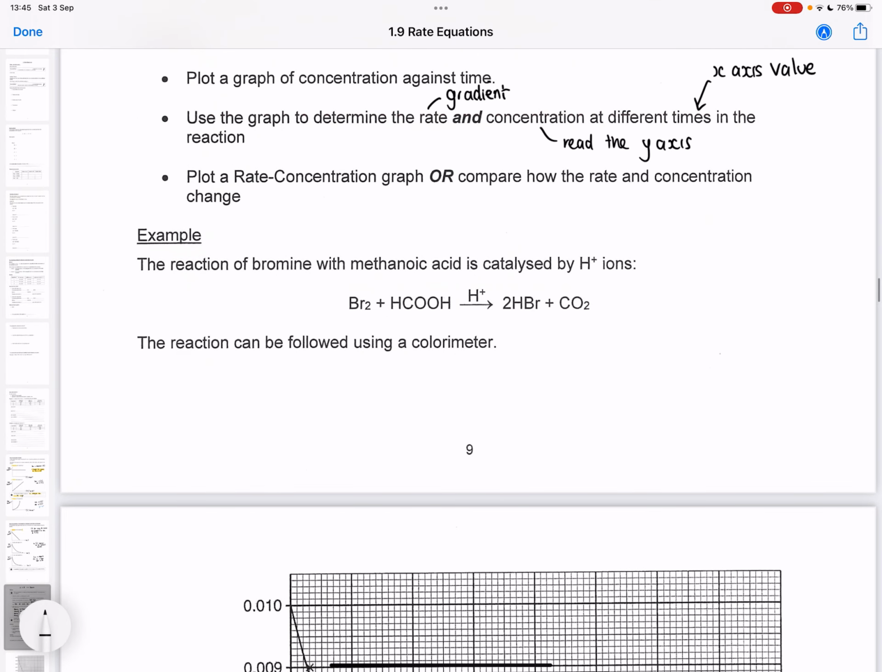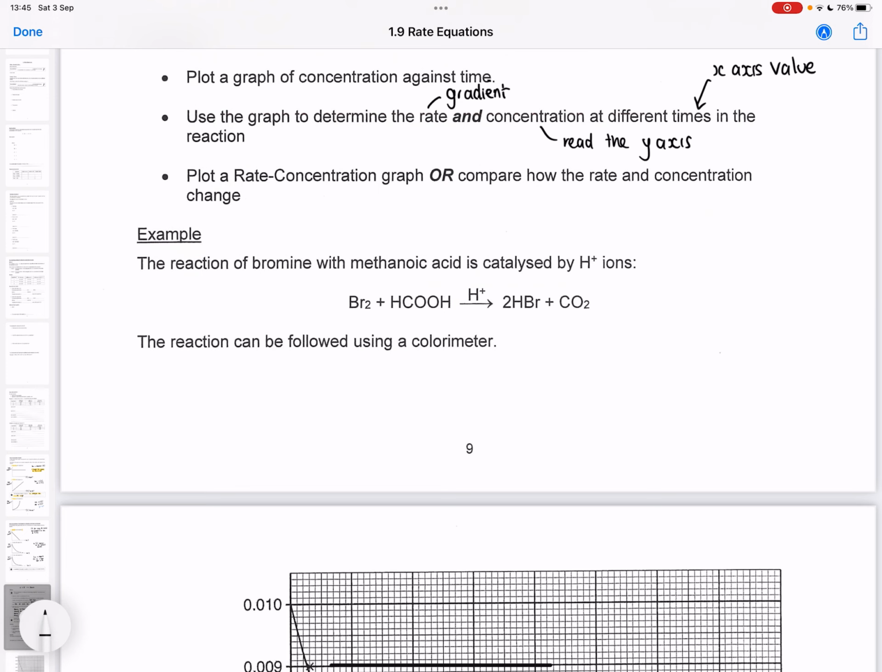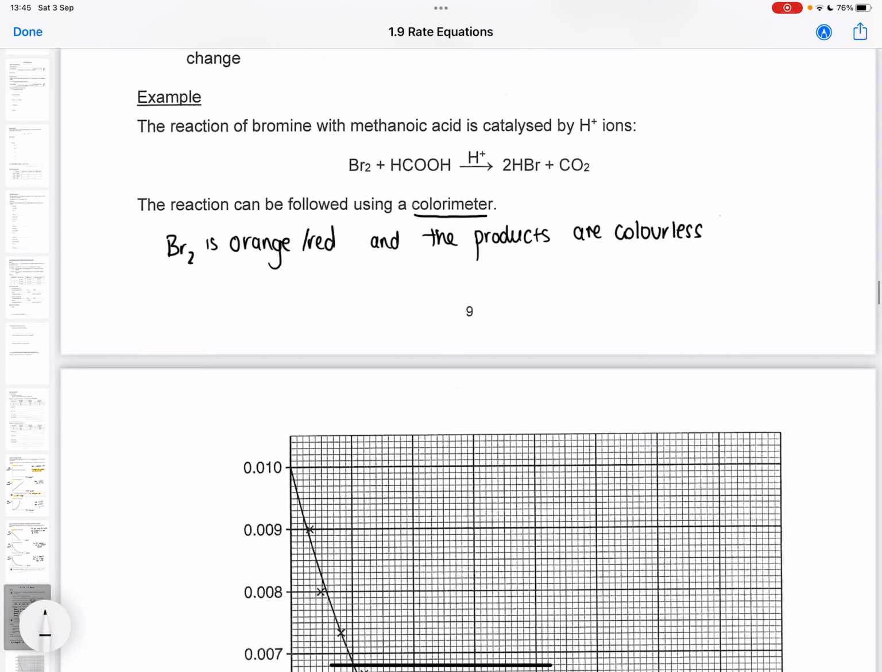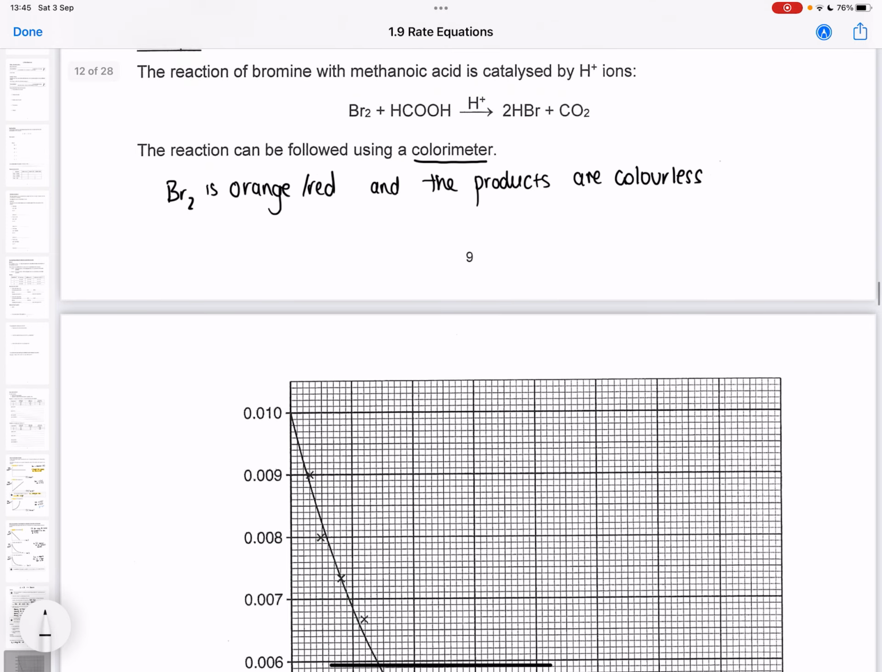It's got bromine and methanoic acid reacting, and we're using a colorimeter, because bromine is orangey-red depending on the concentration, and the products are all colourless. So during the reaction, it's going to be absorbing a lot of light when there's a lot of bromine, and as the bromine concentration decreases through the reaction, the absorbance on the colorimeter is going to decrease, and so we can see the concentration decreasing over time.